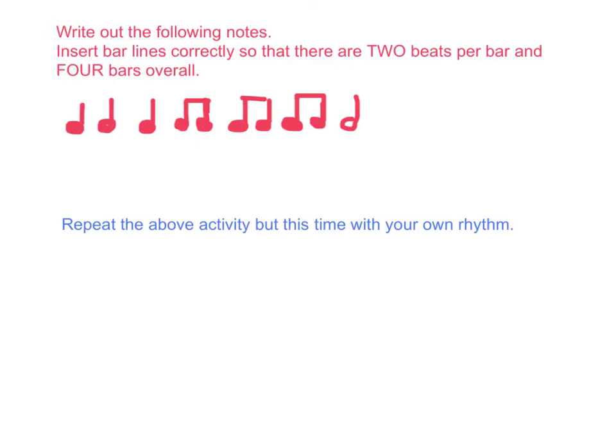Now that you have these notes written in your music book, it is time for you to insert bar lines correctly so that there are 2 beats per bar and 4 bars overall. This means there should be double bar lines at the end of the piece. Please pause this video while you do so. Hopefully, your book looks something like this.